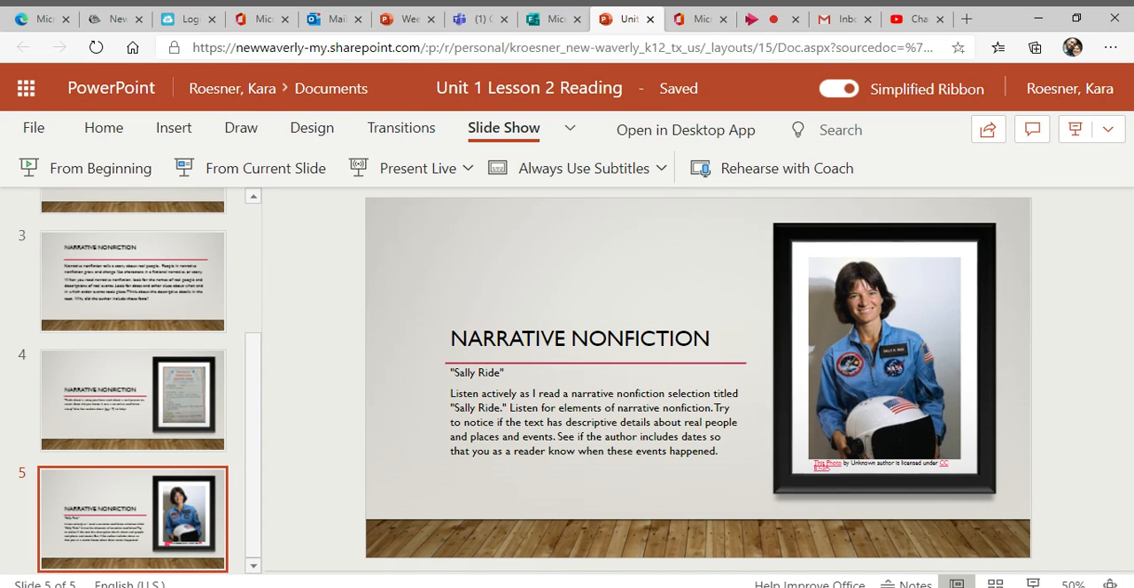I'm going to read a selection called Sally Ride. This is not in your books. It is a narrative nonfiction. That picture you see on the right, it's Sally Ride. She was an astronaut. So I'm going to have you listen actively as I read this title, Sally Ride. Listen for elements of narrative nonfiction. Try to notice if the text has descriptive details about real people, places, and events. See if the author includes dates so that you as a reader know when these events happen.